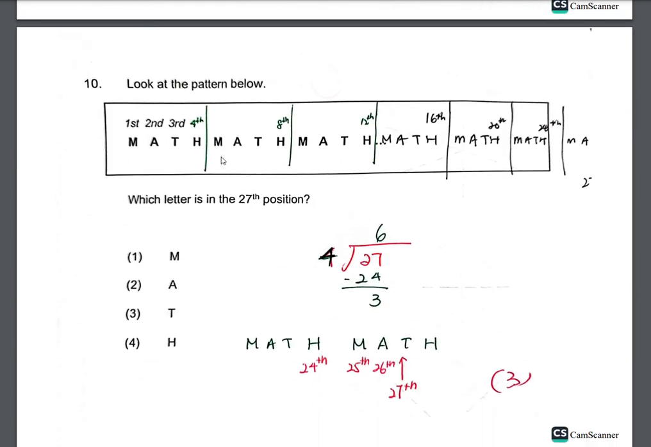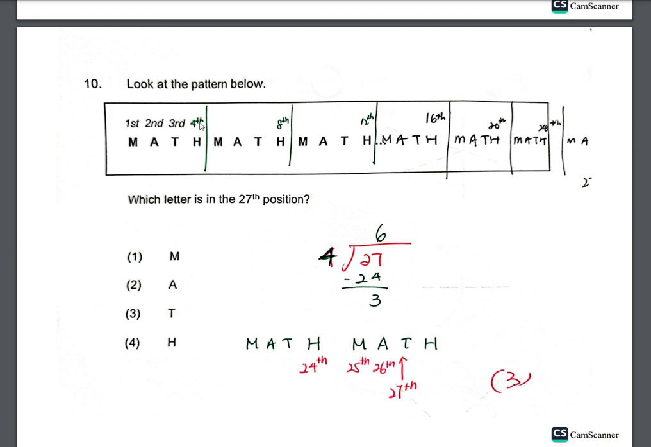Now, next one, question number 10. Look at the pattern below. What is the letter in the 27th position? Now, this is a very small number, 27. If I really don't know what to do, I can really write it out, no? M-A-T-H, 4th. Then M-A-T-H, M-A-T-H. I can just write it out and I get the answer.